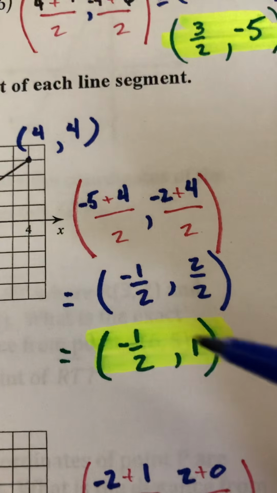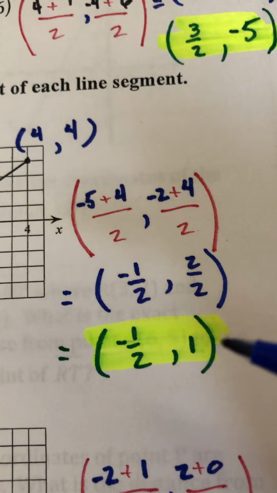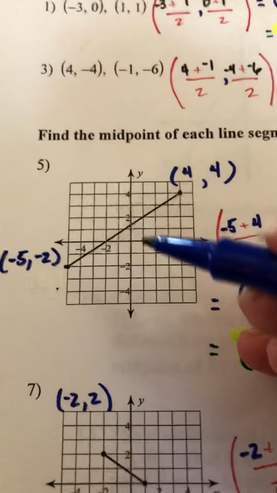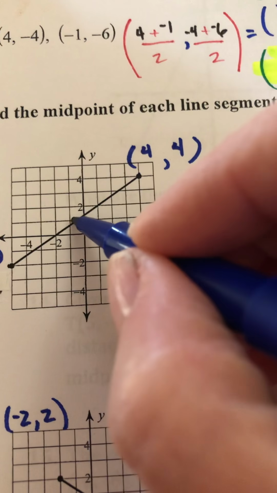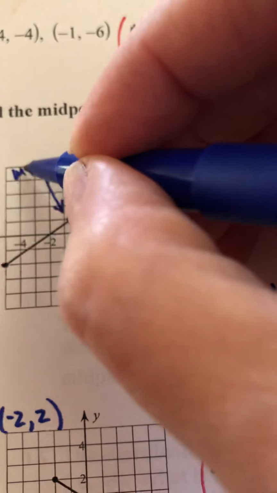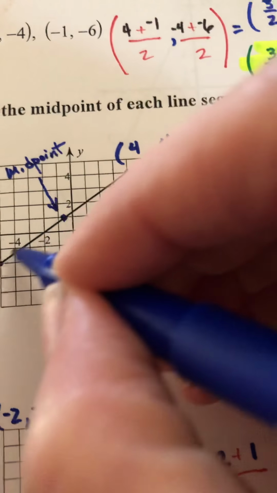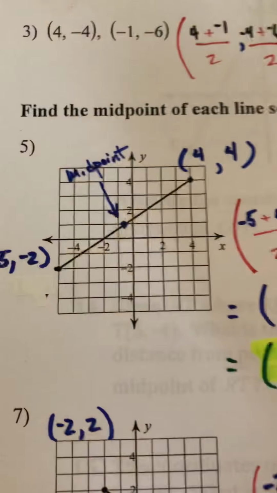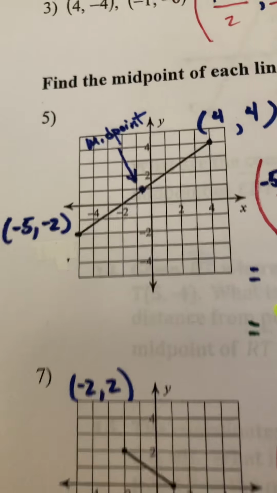So this is my address for the midpoint. Left a half a box, up 1. Let's see what that looks like. Left a half a box, up 1, looks like the midpoint to me. That's the midpoint of this segment. It's the exact midpoint. You don't want to take a guess.